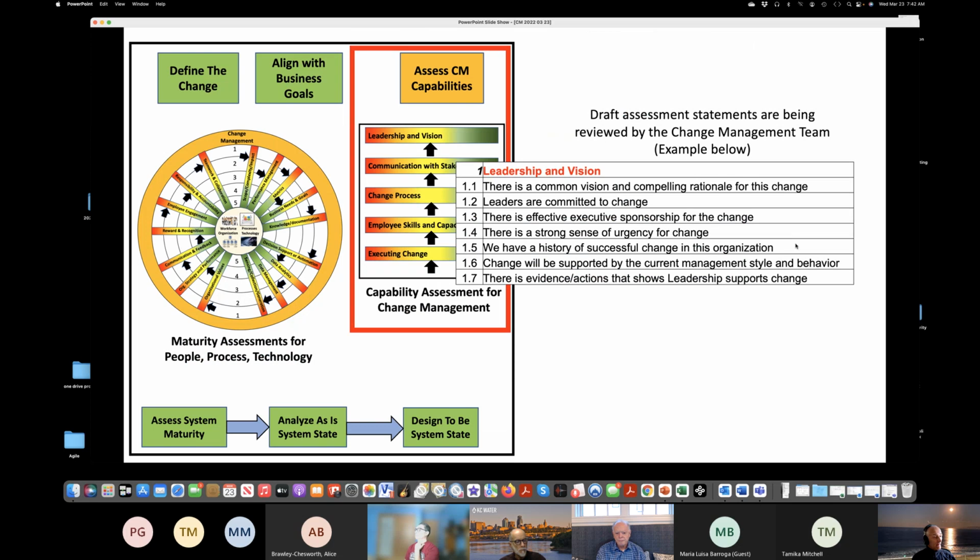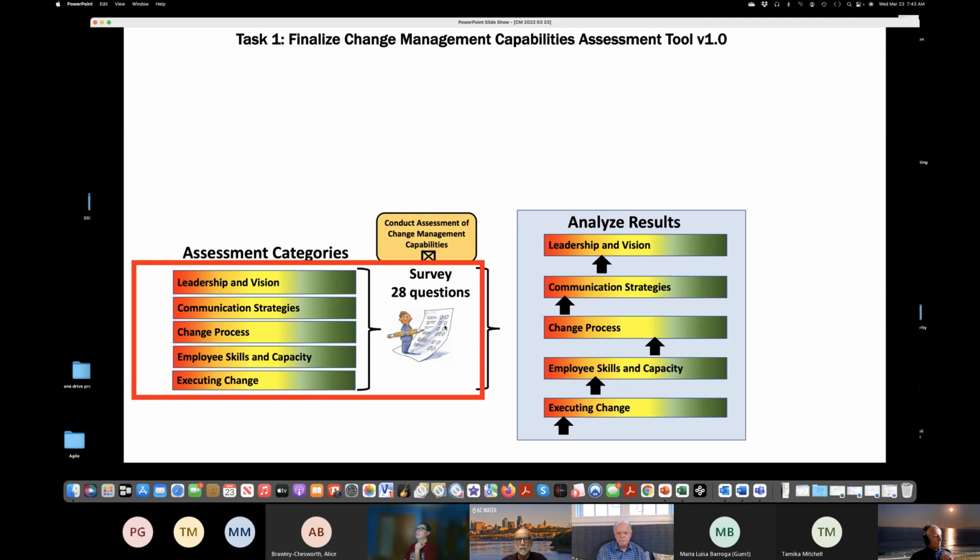Currently we have a set of these statements, and for each one of them, we would ask, where are we on the maturity scale from 1 to 5? An example for the first one, leadership and vision, is shown here. So that gets us to the point, how are we going to go forward? We're starting with this draft and straw man, and our first task is to finalize these questions to make sure that they're appropriate, and to also develop a tool to analyze the results. So this is the first task, to clean up these questions to get agreement on them.